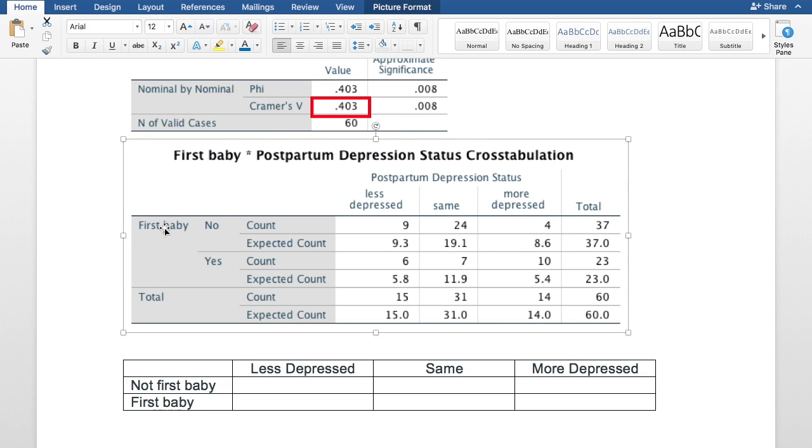Here we have the variable first baby, and we have no and yes. Up here is the column for women who have had a baby before. It is not their first baby. Down here is the row for if they have not had a baby before, it is their first baby. Each one of those has a count, which is the actual count or observed count, and then the count that we would expect under the null hypothesis if there was no relationship between these two variables.